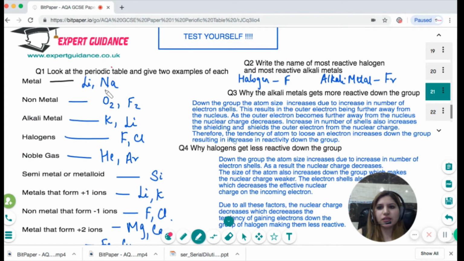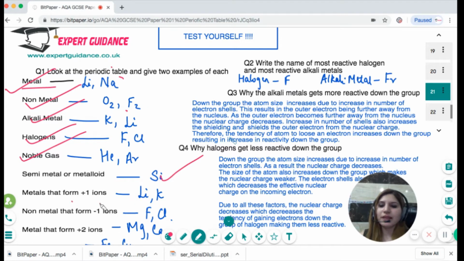These are just my answers. You can pick any, so there's no right or wrong here. For metal, there are so many metals, you can list any metal, but remember, they should be from the left of the periodic table. Non-metal: oxygen, fluorine. Alkali metal: group 1. Halogens: any element from group 7. Noble gas: group 8. Semi-metals or metalloids: remember that zigzag, all the elements that come in the zigzag, you can name, so that is silicon.